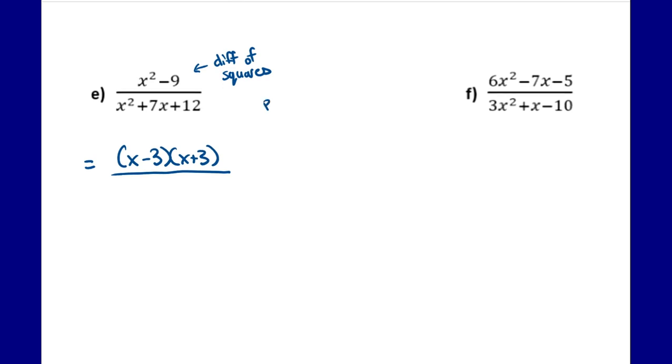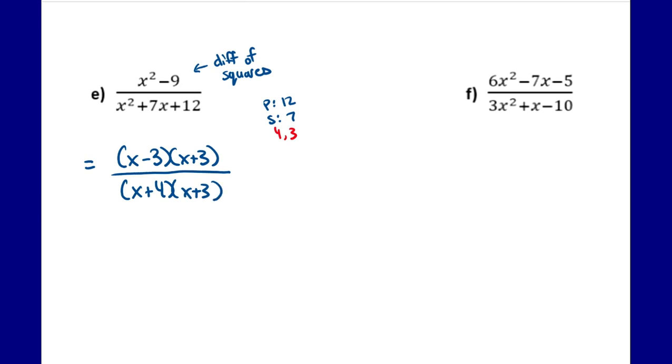and on the bottom I'm looking for a product and sum. Two numbers that multiply to 12 but add to 7. This would be 4 and 3. So on the bottom I'd have x plus 4 times x plus 3.